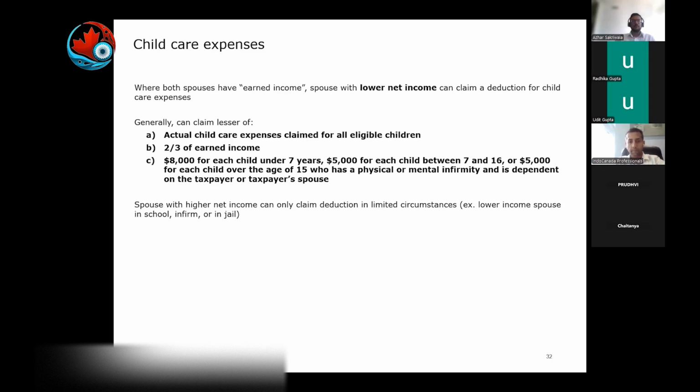Basically, if you and your spouse are both earning income and your spouse is earning lower income, the spouse with lower income would be able to claim deductions for childcare expense. The cap amount for childcare is generally two-thirds of the earned income, or $8,000 for each child under 7 years, $5,000 when the child is aged between 7 and 16, and an additional $5,000 for children over the age of 15 who have any physical or mental infirmity.